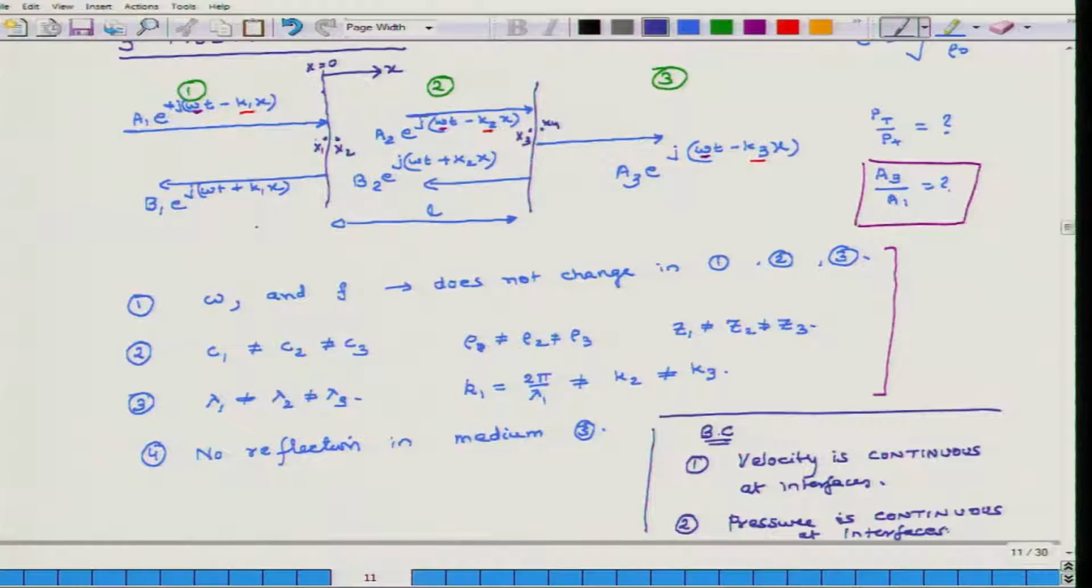Okay. So, how many conditions do we get? We get two conditions at the first interface, which is V1 equals V2 and P1 equals P2, and two conditions at the second interface, P3 equals P4 and V3 equals V4. So, a total of 4 extra conditions. So, this is what the overall problem is.